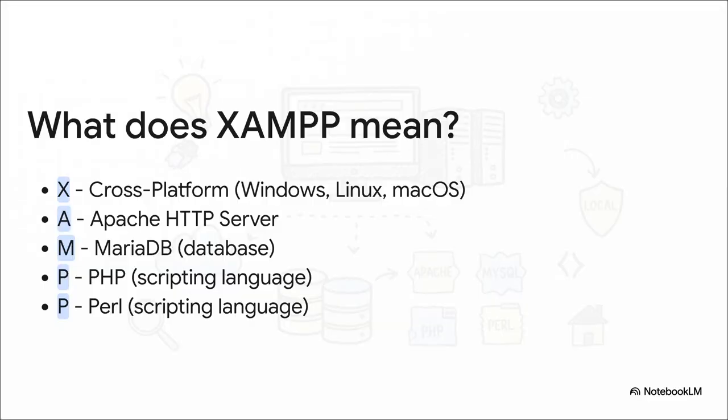All right, let's go letter by letter. The X is for cross-platform. We already covered that. It works anywhere. The A is for Apache. That's the powerhouse web server that does the heavy lifting of serving your pages. The M is for MariaDB, the database where you'll store everything from user accounts to blog posts. And finally, you get 2 Ps. Those stand for PHP and Perl, the scripting languages that bring your website to life.